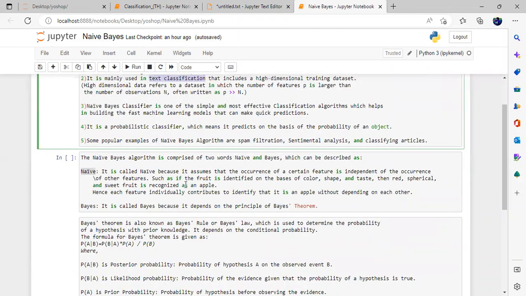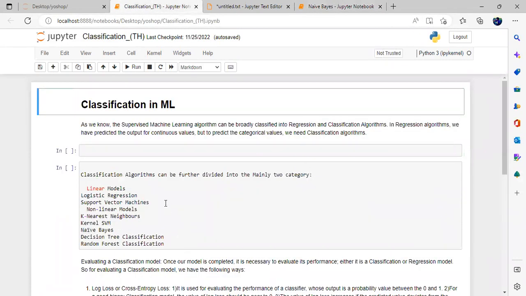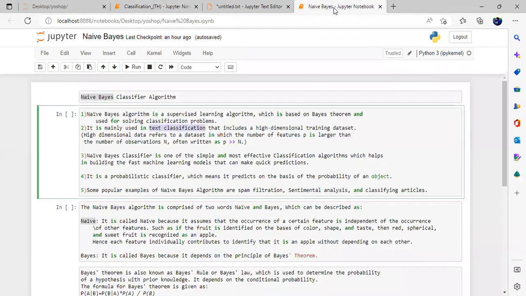So this is mainly for naive Bayes, and I was supposed to cover today the practical for naive Bayes. But due to lack of time, because my broadband connection was not working and I was working on mobile data, I'm sorry for that.